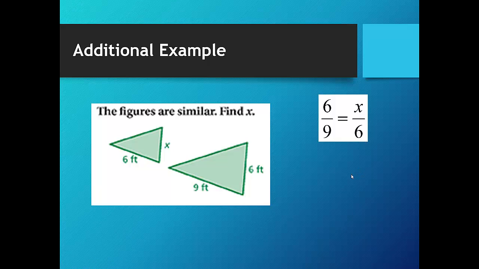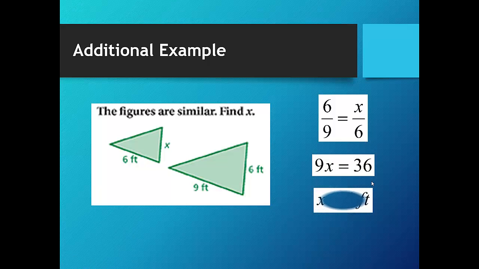Now we can multiply across. X times 9, and then we would do 6 times 6. So we would get 9X equals 36. Now we can divide both sides by 9, and we'll get that X equals 4 feet.